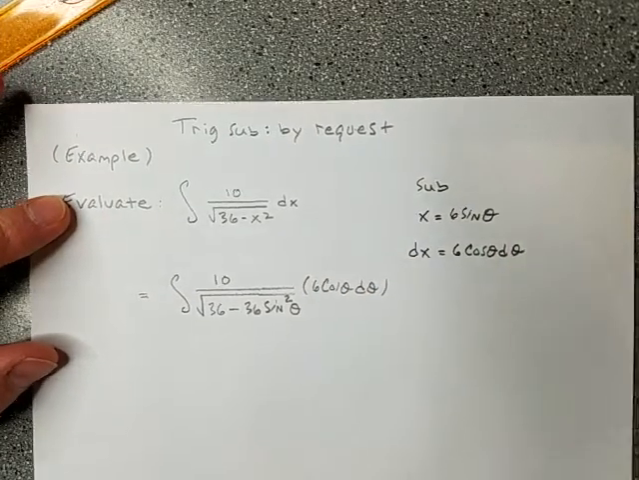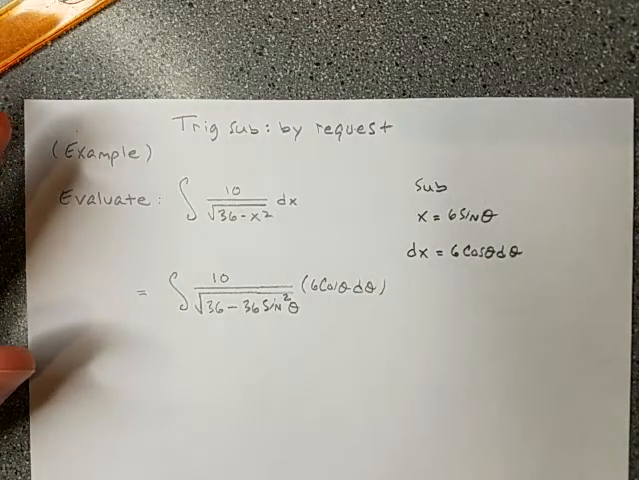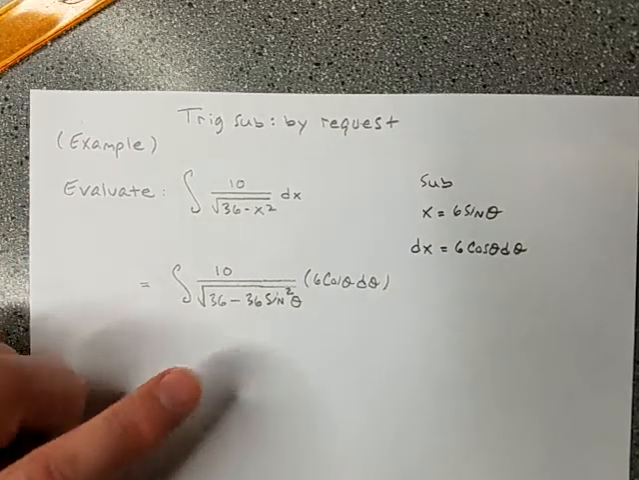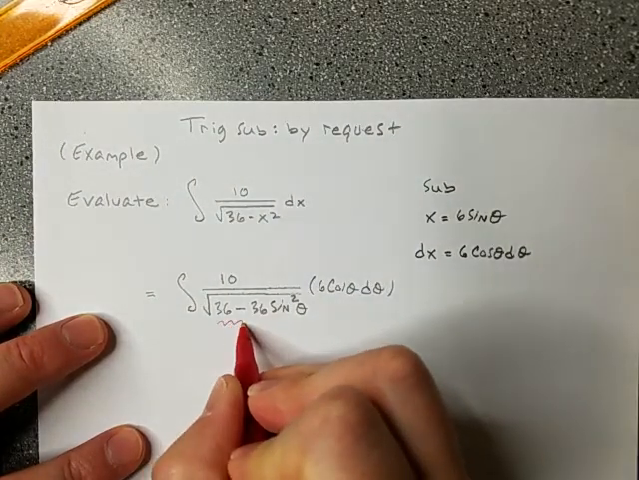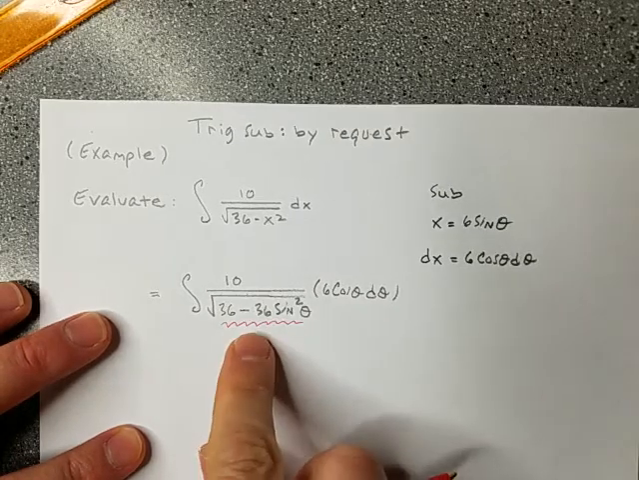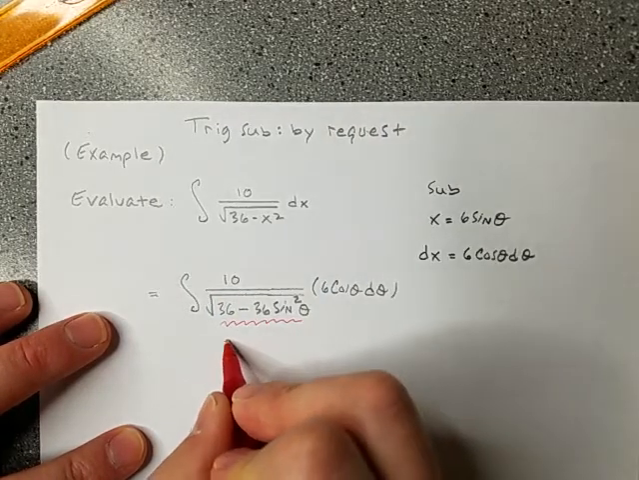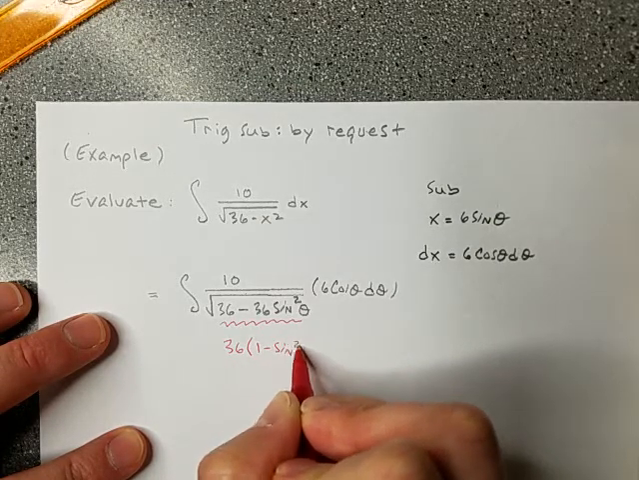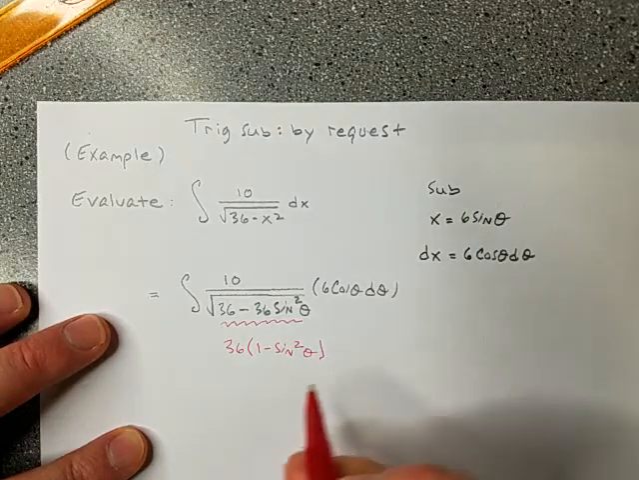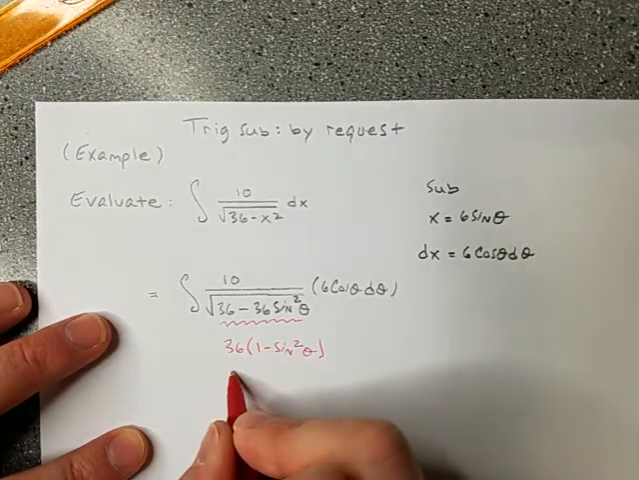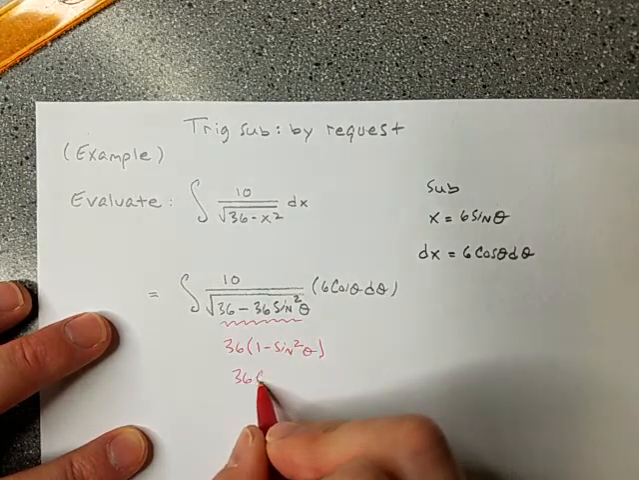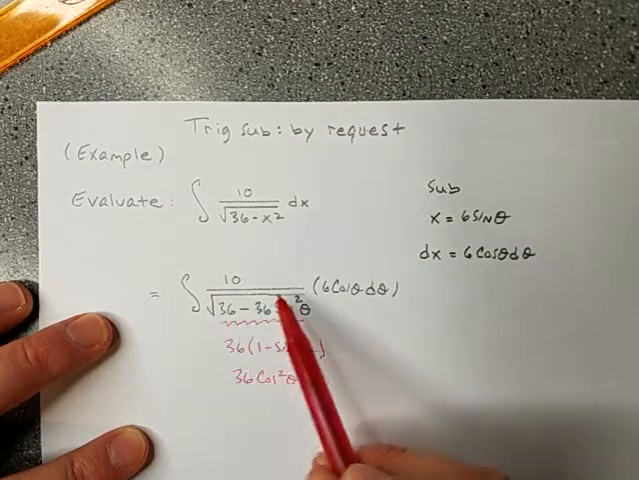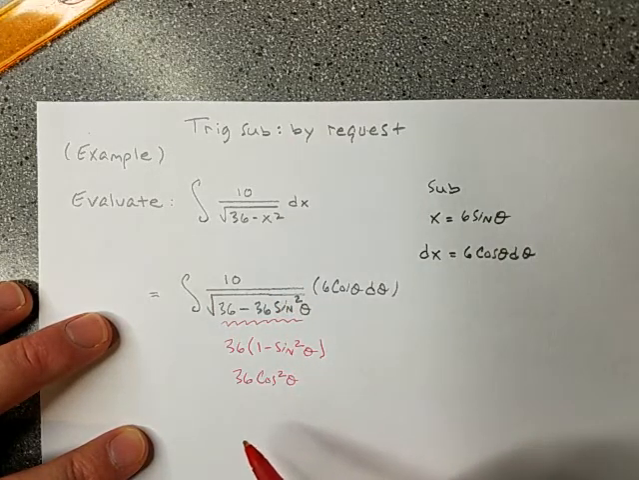All right, now let's see what we can do with this. How about I'll focus on that part under the root right there. So just look at this part under the root, okay? Forget about the rest of it. I'll factor out the 36. I'll get 1 minus sine squared theta. And then there's an identity for that. So what I really have under the root is 36 cosine squared theta. So imagine this is the square root of 36 cosine squared theta.